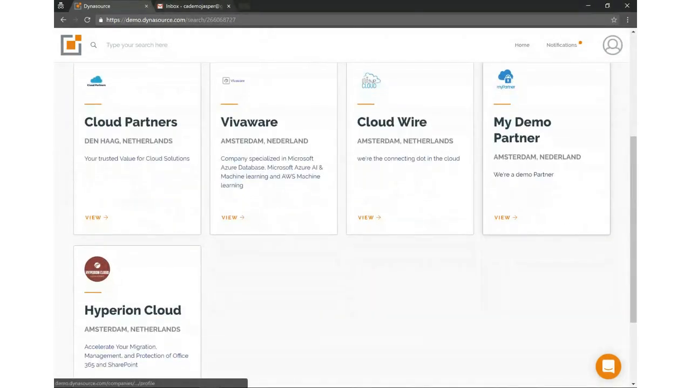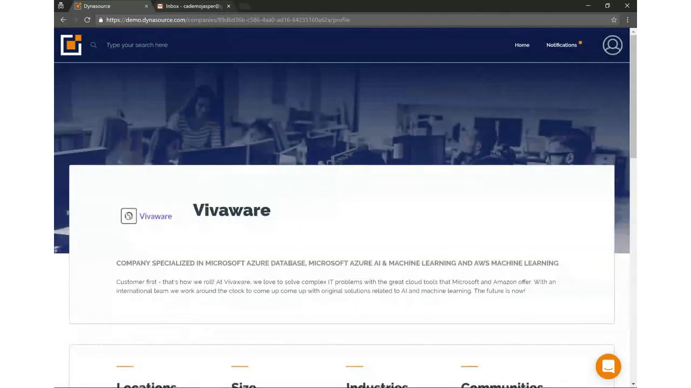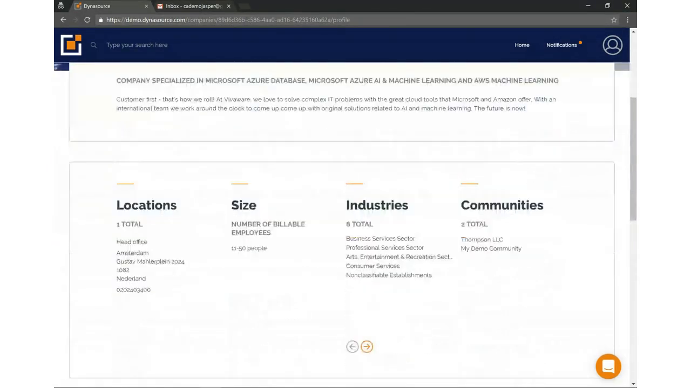A lot of those partners have something with cloud in their name. So for the sake of the demonstration, I'll choose the one that has nothing with cloud in their name, which is VivaWare. I click on view to see their profile. What I see first is a short story about themselves, and this can be filled in by the practice manager. It's free text, so there could be anything they want, not necessarily objective data, but any additional information that makes their profile stronger. If I scroll down a little, I can see their location.